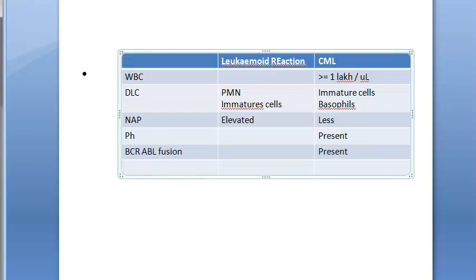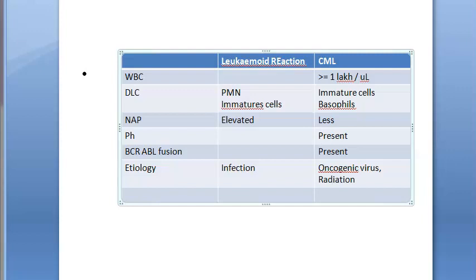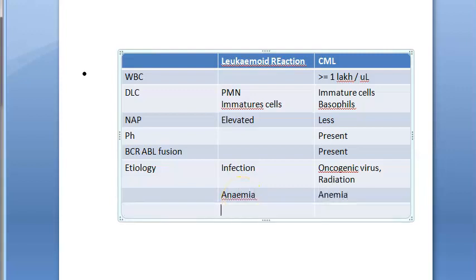Then coming to etiology, why does this happen? Leukemoid reaction, in infections it can happen, that the normal WBC count is increasing. There can be some disseminated malignancy, severe hemorrhage, intoxication. In CML, what happens? This is oncogenic, so oncogenic virus, this is not infection, some radiation, which all cause cancer. Then coming to what else you will see, anemia will be there in both. Anemia is there in both. Okay.